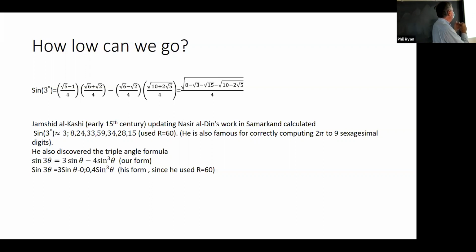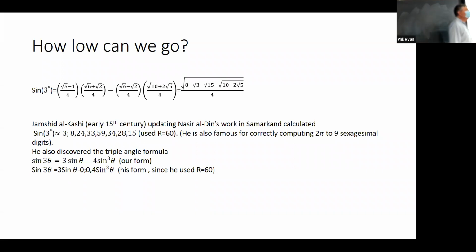Okay. So he figured out sine 3 degrees to super accurate lengths, right? And he has to, right? Because he's going to use this as kind of a basis for his tables. And that's the lowest value that he wants to do.